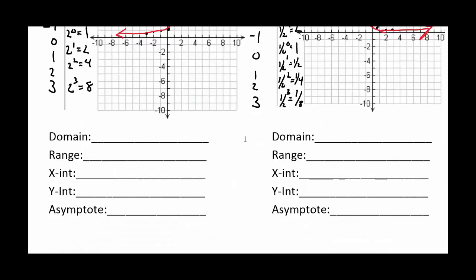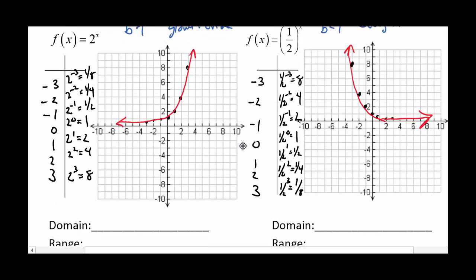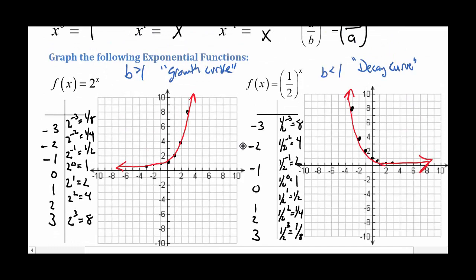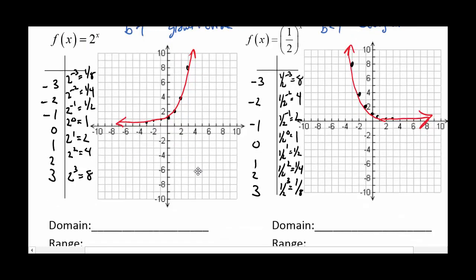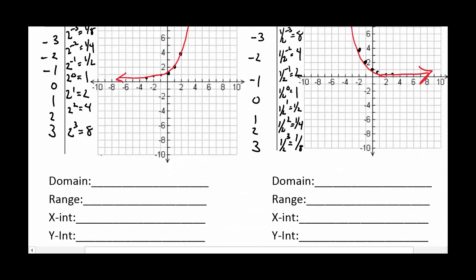So let's take another look at these graphs, and let's see if we can identify some characteristics of them, starting with domain and range. In 2^x, you can see that there's really no limiting value on x's. Any x I can come up with, I'm going to be able to find an ordered pair that has that x value in it. So there's no restrictions on x.